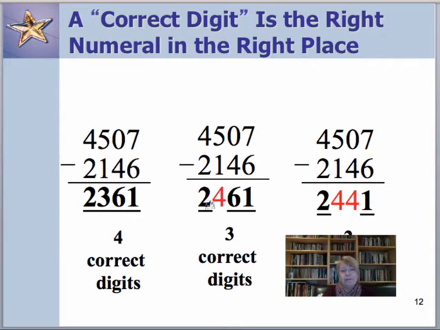In the second problem, the student made an error, and we can see what kind of an error the student made. Actually, they forgot to account for the fact that they had borrowed from the 5 to get the 6 over here, so their answer was 2461. Thus, 3 digits are correct, the 2, the 6, and the 1. And on the third problem, the student made an error and was only able to get 2 correct digits. The 2 and the 1 are correct, but the 2 in the middle are incorrect. So this is how we calculate the number of correct digits for any given problem.